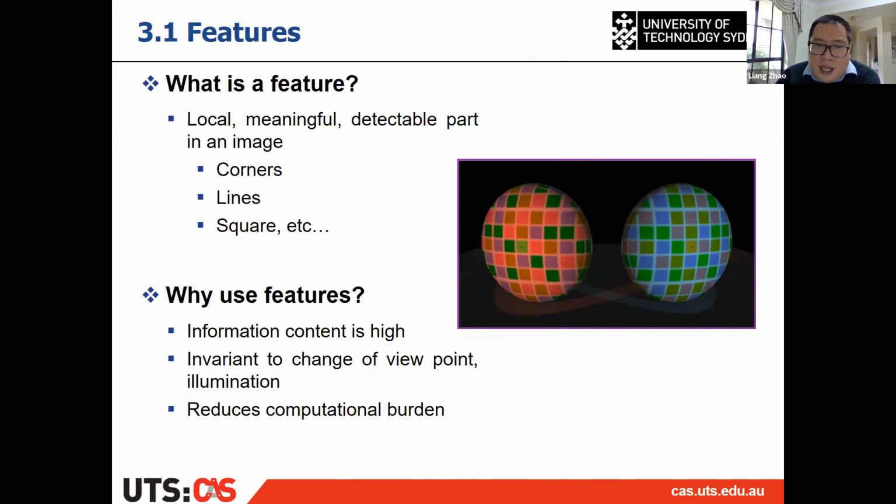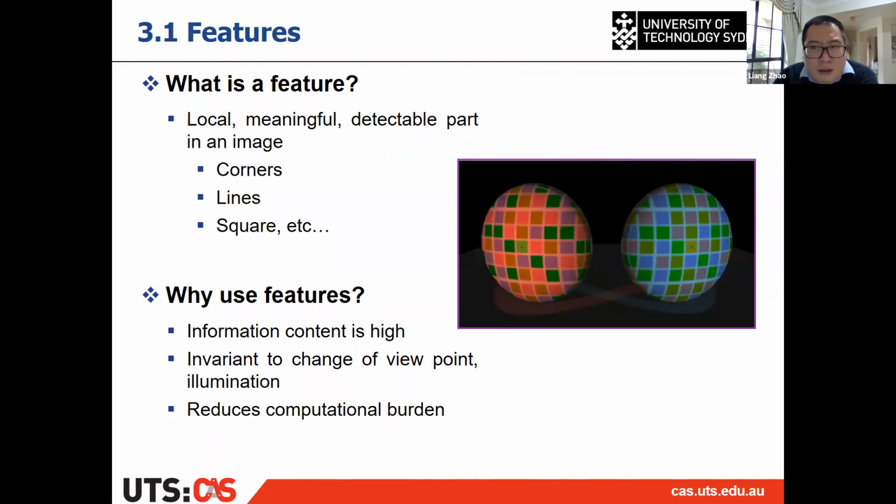So most of the features can be invariant to changes of the viewing point and also the illuminations, which means when your camera moves, you can still track the features in different images, right? That's another thing. And the last, which is also very important, is reducing the computational cost.